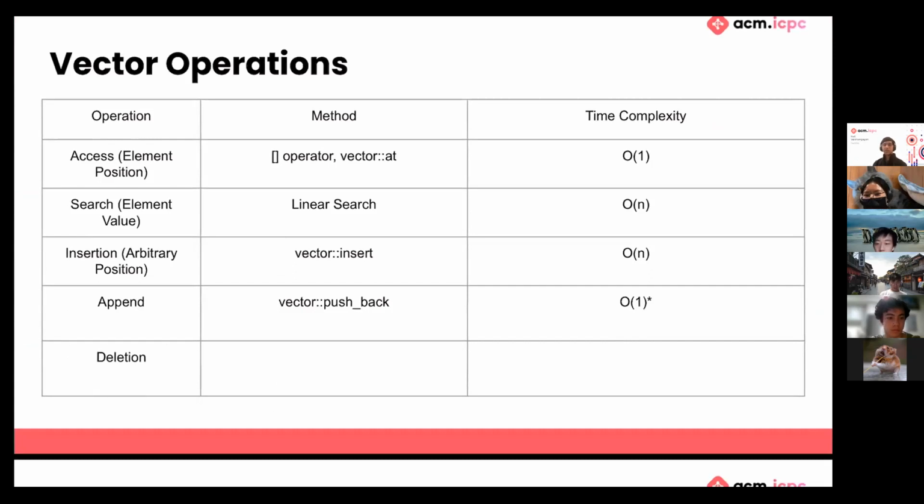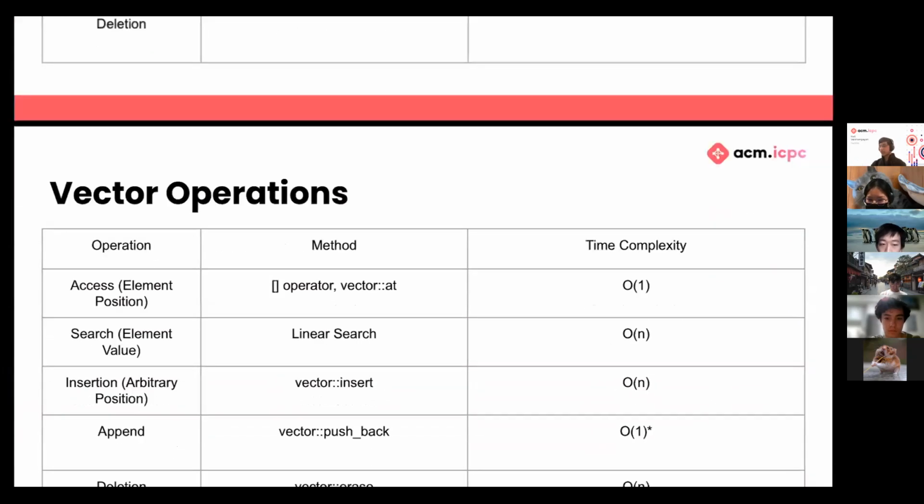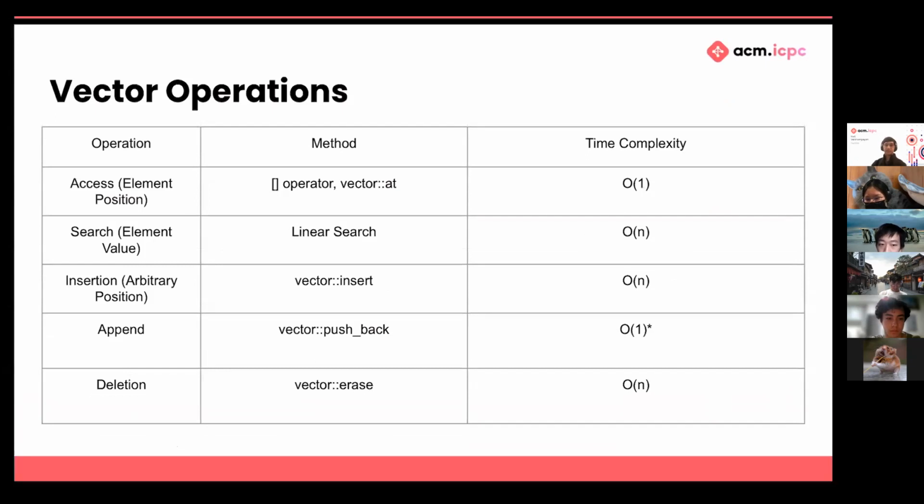And now for deletion, instead of having to do the loop where we copy everything backwards again, we can simply use the STL function vector.erase. So now, if you're curious, does anyone know why we can't simply say that the append operation has O of 1 time complexity? Because sometimes you might need to reserve new memory. Yeah, perfect.